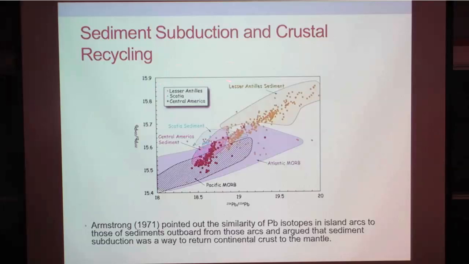So it's good evidence that that sediment is indeed recycled, and mass balance calculations tell us that not all the lead that comes out in the arcs exhausts the amount of lead that's being subducted. So there's enough left over to produce enriched reservoirs in the mantle.